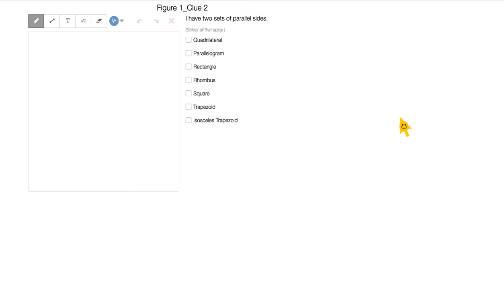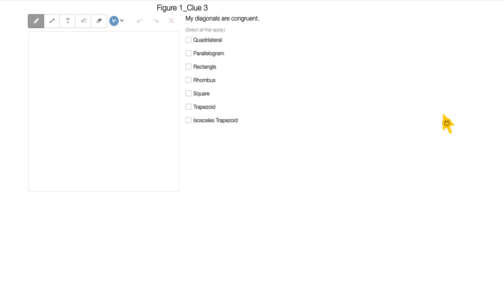All right, clue number 2 says I have 2 sets of parallel sides. So quadrilaterals like parallelogram, rectangle, rhombus, and square have parallel sides. But hold on, not all quadrilaterals have 2 pairs of parallel sides, because trapezoid and isosceles trapezoid are also quads, but they have only 1 pair of parallel sides. So make sure that you choose only parallelogram, rectangle, rhombus, and square.